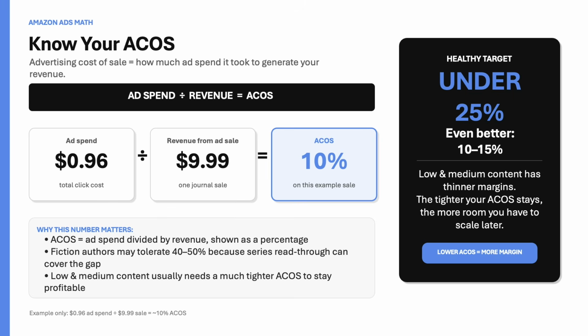has done its job. The other number worth knowing is your ACoS, which stands for advertising cost of sale. It is simply your ad spend divided by the revenue that the ad generated and shown as a percentage. So using the same journal, if you spent 96 cents in ad clicks to generate that one $9.99 sale, your ACoS on that sale sits at around 10%. Fiction self-publishers usually tolerate an ACoS up to 40 or even 50%, sometimes even more, because that back-end series revenue covers the gap of getting that buyer.